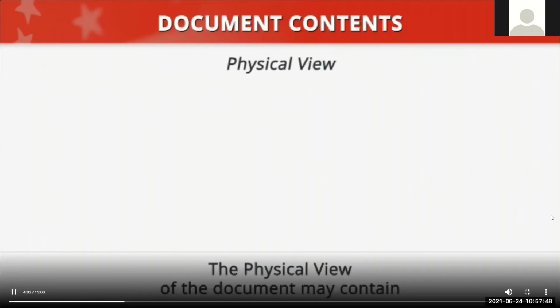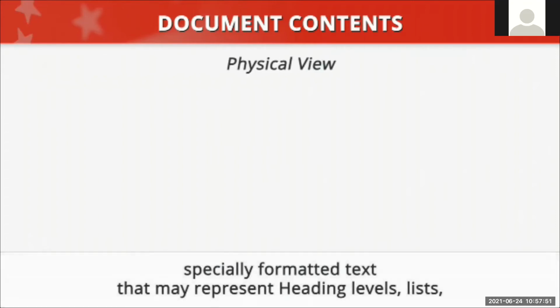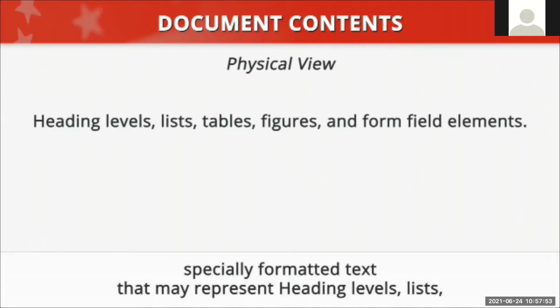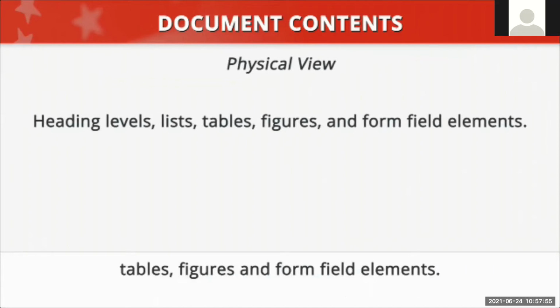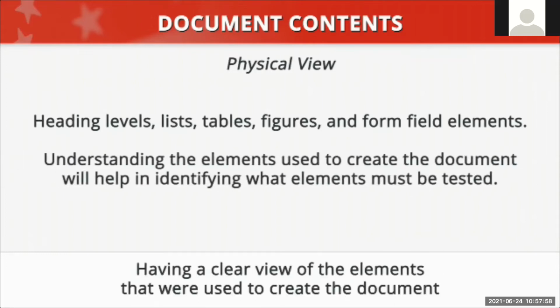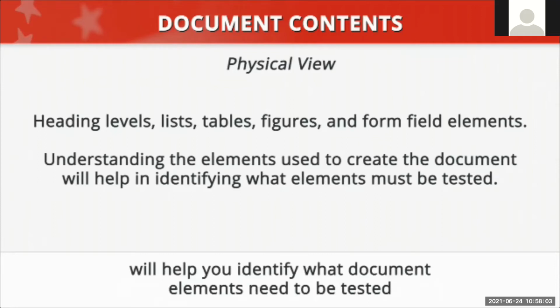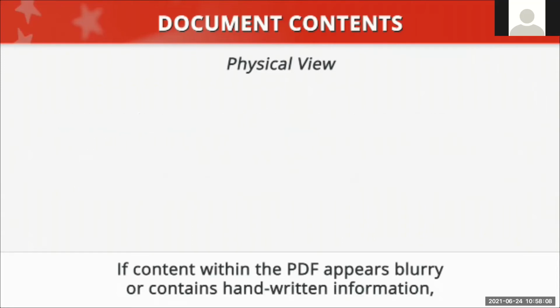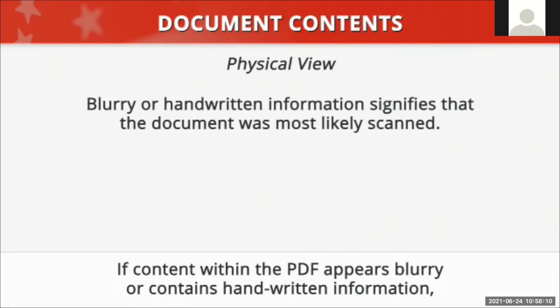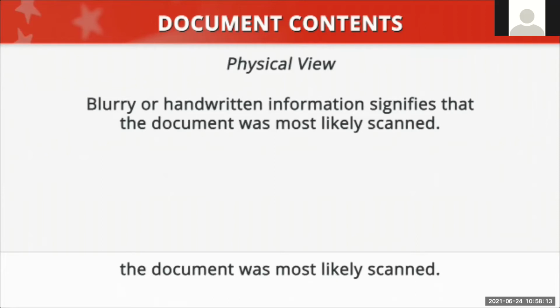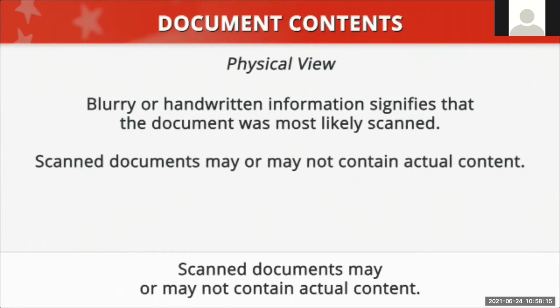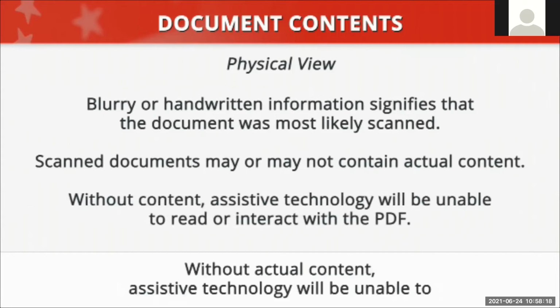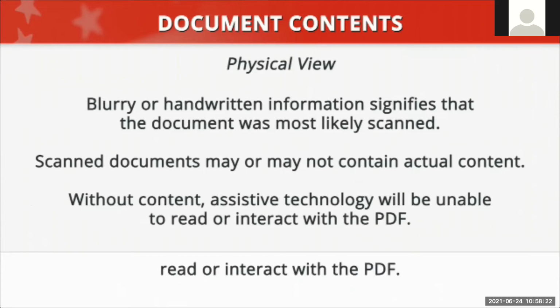The physical view of the document may contain specially formatted text that may represent heading levels, lists, tables, figures, and form field elements. Having a clear view of the elements that were used to create the document will help you identify what document elements need to be tested for Section 508 conformance. If the content within the PDF appears blurry or contains handwritten information, the document was most likely scanned. Scanned documents may or may not contain actual content. Without actual content, assistive technology will be unable to read or interact with the PDF.